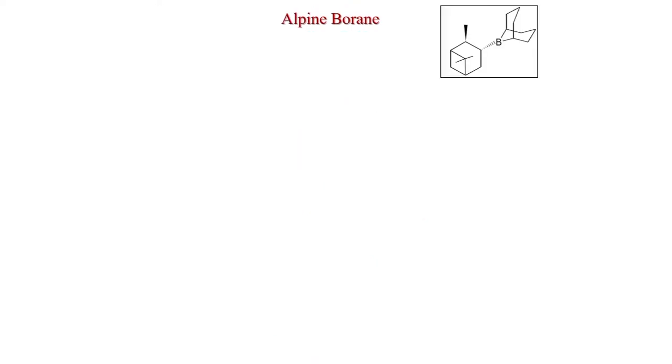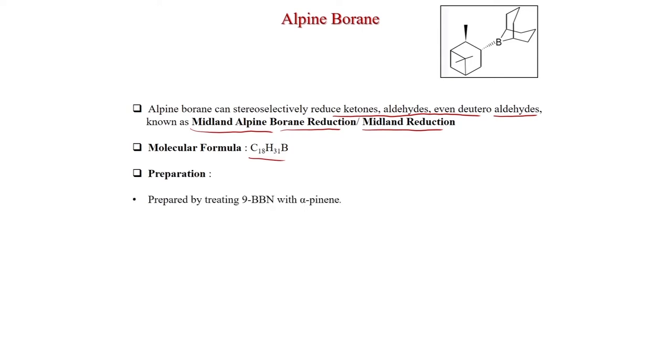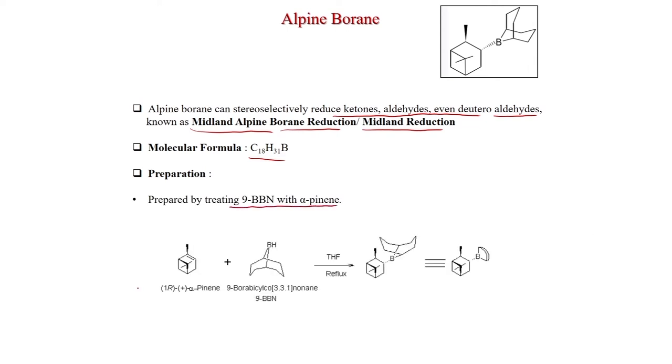Now, we will discuss chiral borane. So, this is the first chiral borane that we will discuss. This is alpine borane. Alpine borane can stereoselectively reduce ketones, aldehydes, even deuterioaldehydes, known as Midland alpine borane reduction or Midland reduction. Its molecular formula is C18H31B. So, 18 carbon atoms are present, and this can be prepared by treating 9-BBN with alpha pinene. Alpha pinene, this is naturally available.